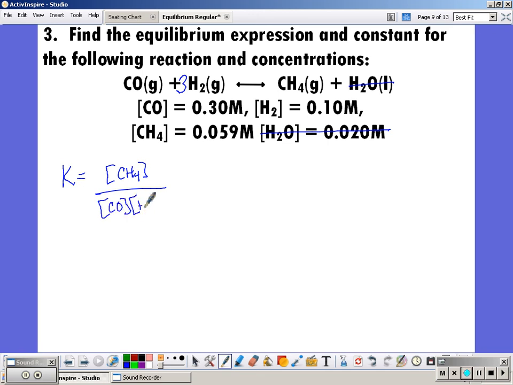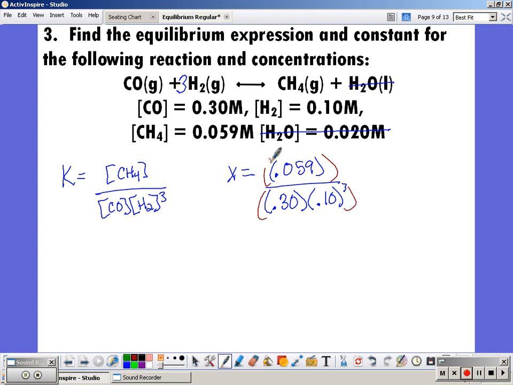So K would equal 0.059 divided by 0.3 times 0.1 cubed. If you use one set of parentheses on the top, one set of parentheses on the bottom, your calculator will calculate this correctly. And we get a value of 197.